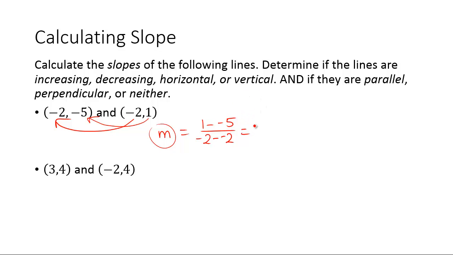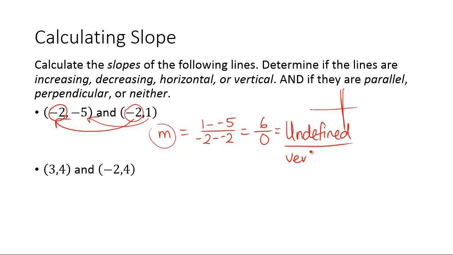Let's continue here. We got 6 over negative 2 plus 2, which is 0. Ooh, what happens there? Well, we actually could have noticed that our x values were the same, meaning it's a vertical line. This is an undefined slope. So you answer undefined for slope, and you know that it's a vertical line.